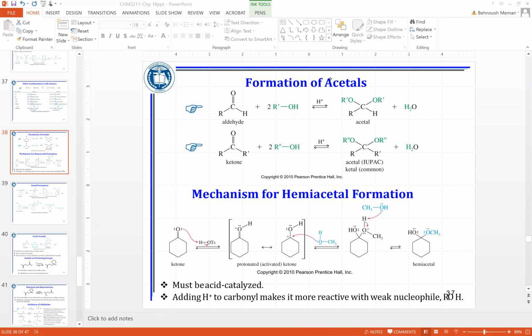Next type of reaction is addition of alcohols. Okay, you want to add alcohol to aldehyde or ketone. To add alcohol to aldehyde or ketone, alcohol is not a strong nucleophile. So what would be the solution? You must bring a catalyst. In this case, acid would be the catalyst. So it's an acid catalyzed reaction.